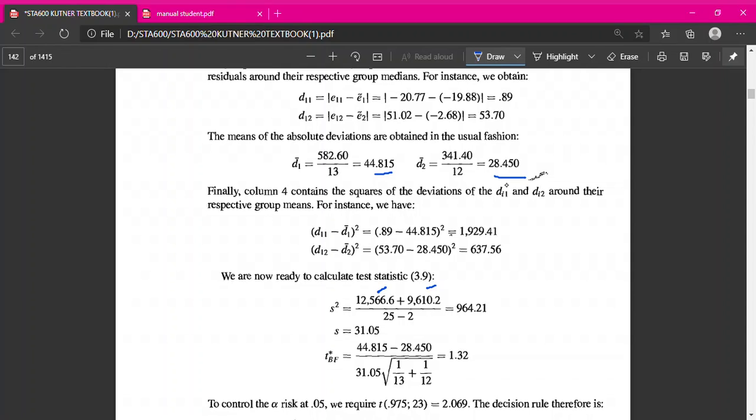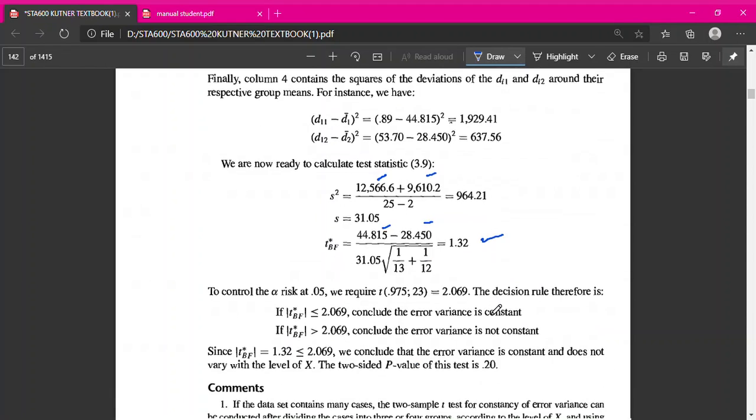And this one, D2 bar is the total of Di2 divided by N2. Okay, so we put these two here, divided by S. Here it's the standard deviation, not the variance: the square root of 1 over N1 plus 1 over N2. So we'll get the test statistic.